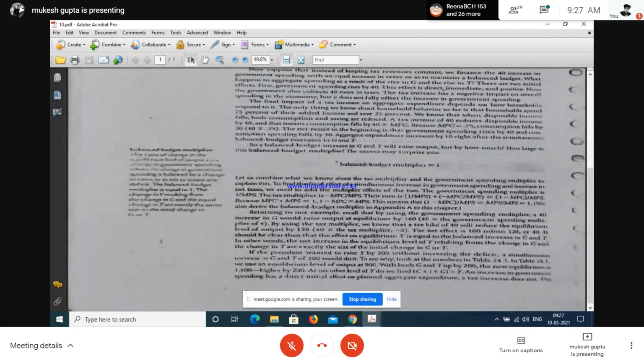Or we can find out the balanced budget multiplier because the government expenditure multiplier is 1 upon MPS, and the tax multiplier we have just found out is the ratio of marginal propensity to consume and marginal propensity to save, of course negative. And if we add, then we find 1, that is the balanced budget multiplier. So if government collects the net tax of 100 crore and spends this 100 crore, then national income will increase by 100 crore. That's the balanced budget multiplier.